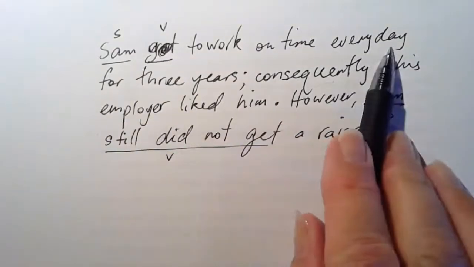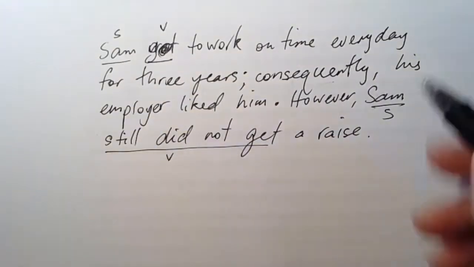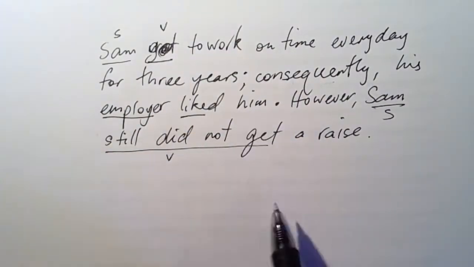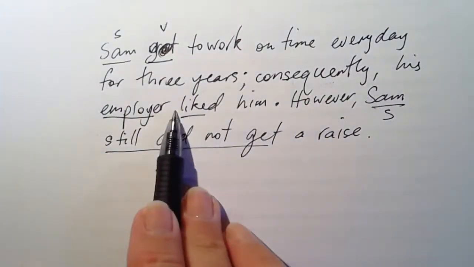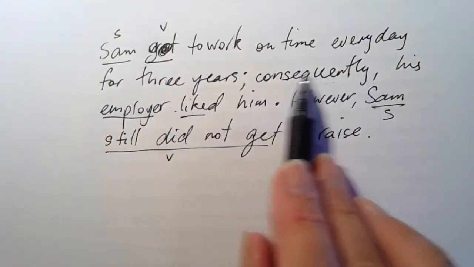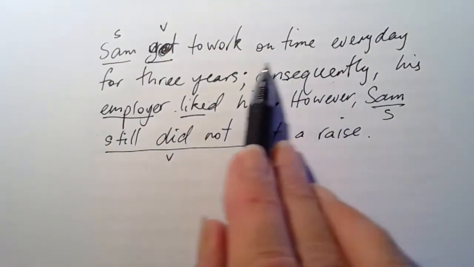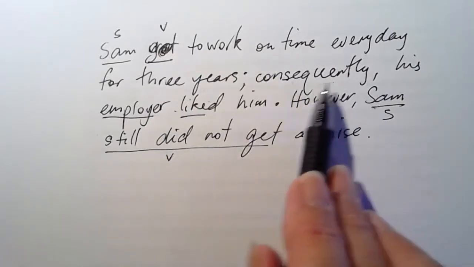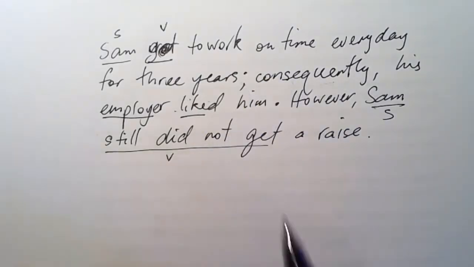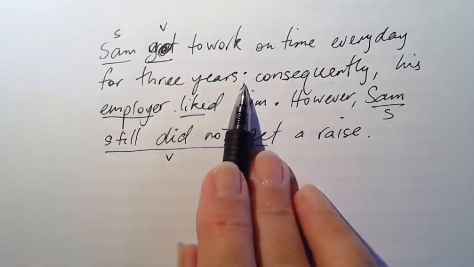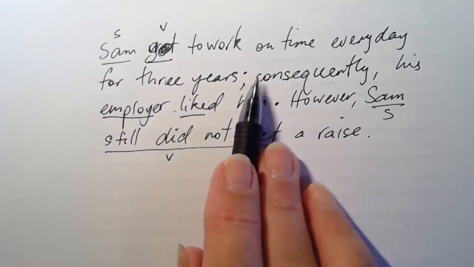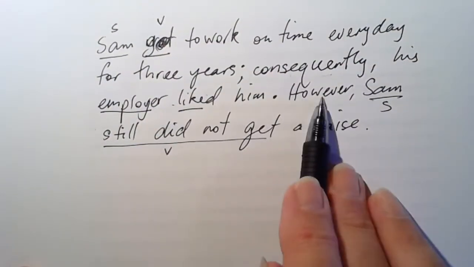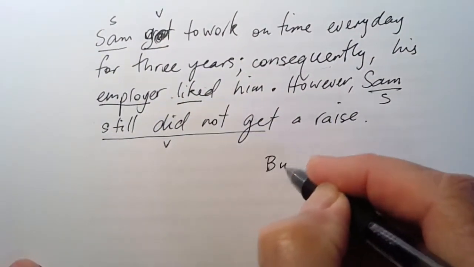Sam got to work on time every day for 3 years. Consequently, his employer, there's the subject, there's the verb, his employer liked him. So you see we're joining a clause here, and this clause is using a transitional phrase to introduce it after the semicolon. So this is the second way we use semicolons, when we're using transitional phrases. Now, however, is one of our transitional phrases. It just takes the place of but.